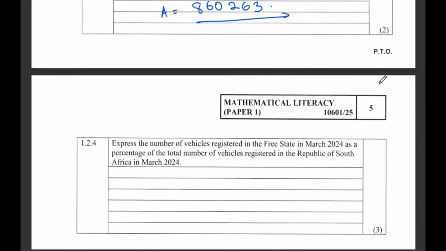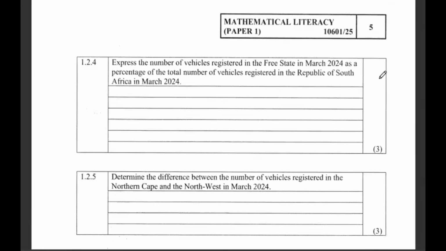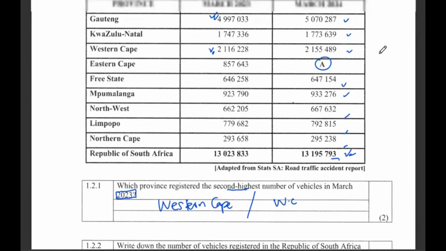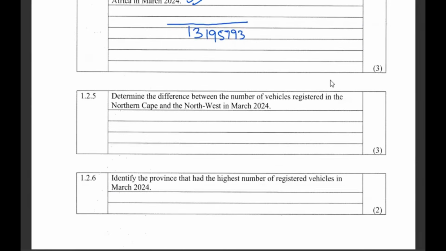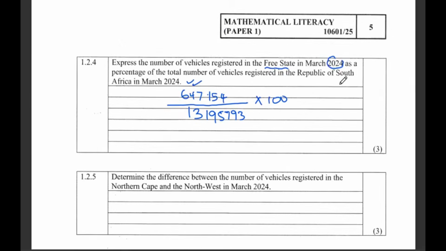All right, then question 1.2.4. Express the number of vehicles registered in the Free State in March 2024 as a percentage of the total vehicles registered in March 2024. So let's see. We know that the total for 2024 is 13,195,793. This must be divided by the Free State value. Free State is 647,154. And then the result we get, we're going to multiply by 100.